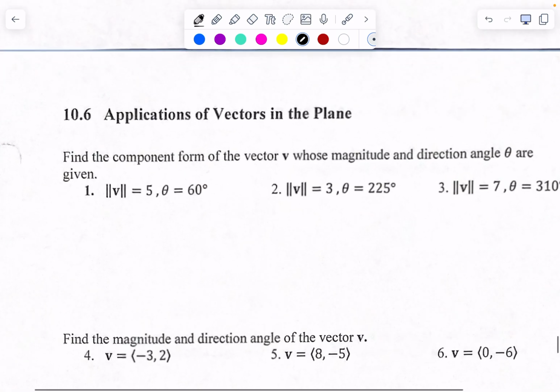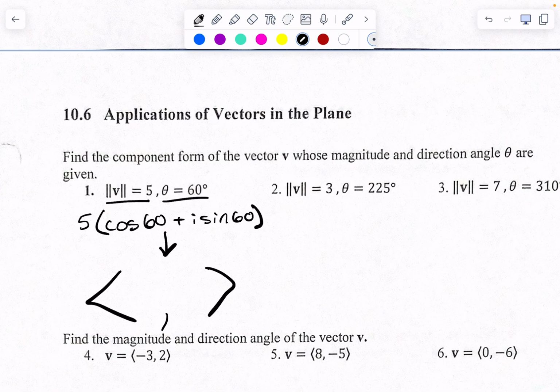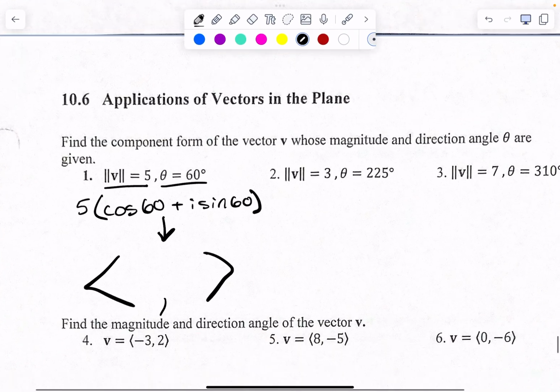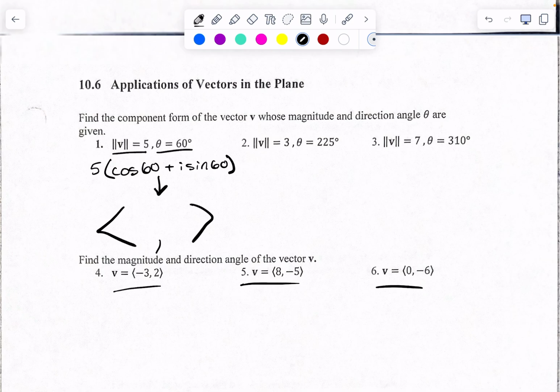You don't really know what's going on in number one? Number one is saying the magnitude is 5 and the direction is 60. So in polar form, this would be 5 cosine of 60 plus i sine of 60. Now, how do I go to component form? Now I just distribute. Good? And numbers 4, 5, and 6 are saying take those and put them into polar form, basically. So you're going from one to the other. Got it? Any other questions?